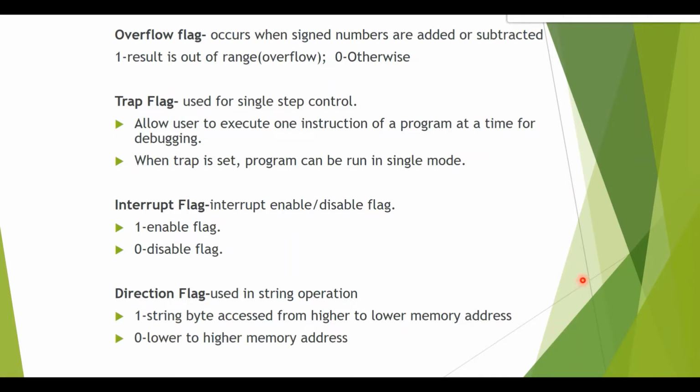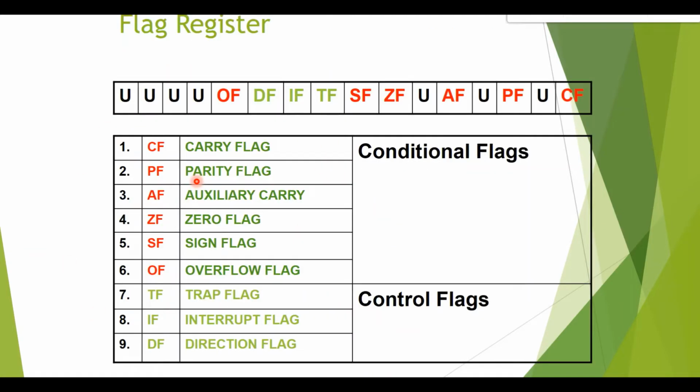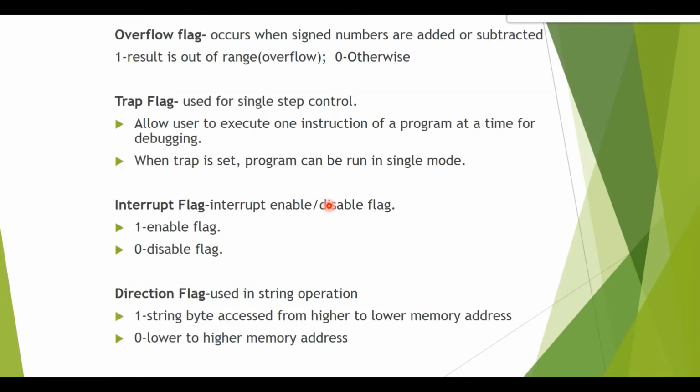That means we move in this direction, because suppose we have this memory, so in the memory we have the lower register here, we have the higher register here. When the directional flag is 1, we move from the higher register to the lower register, and when it is 0 we move from the lower to higher. So these flags are used to control the operation of the microprocessor. Okay, so this is the flag register which is used in the 8086 microprocessor.